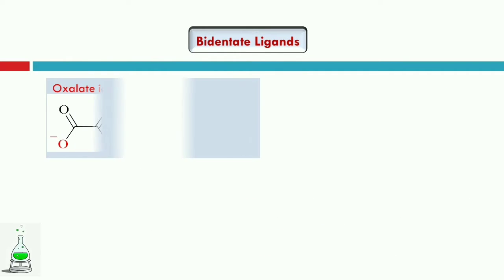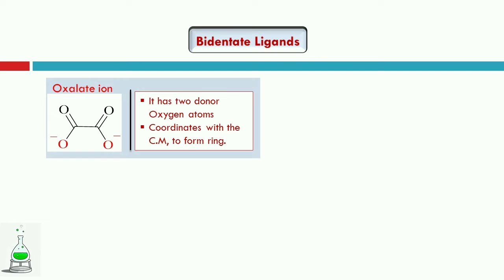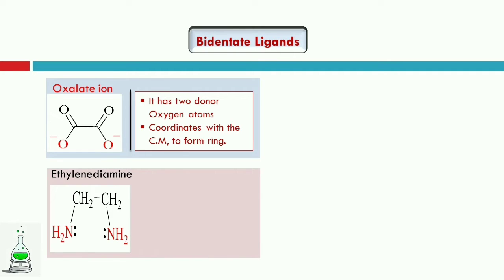Next is the oxalate ion. You can see in the oxalate ion there are two oxygen atoms which carry negative charge, meaning they are the donor atoms, and when these two oxygens donate their electrons to the central metal atom, they are going to form a ring. Similarly, one more example, ethylene diamine.